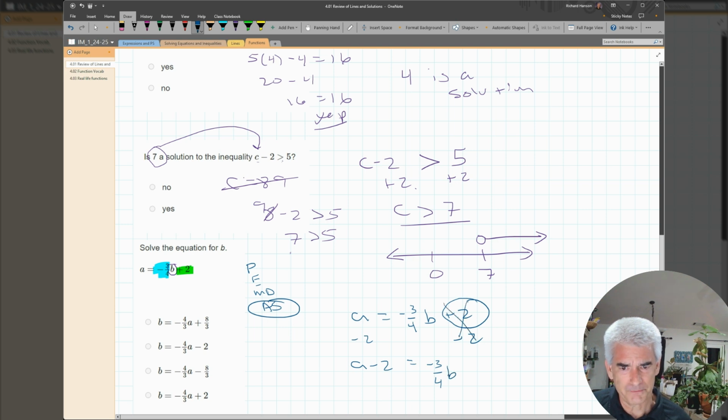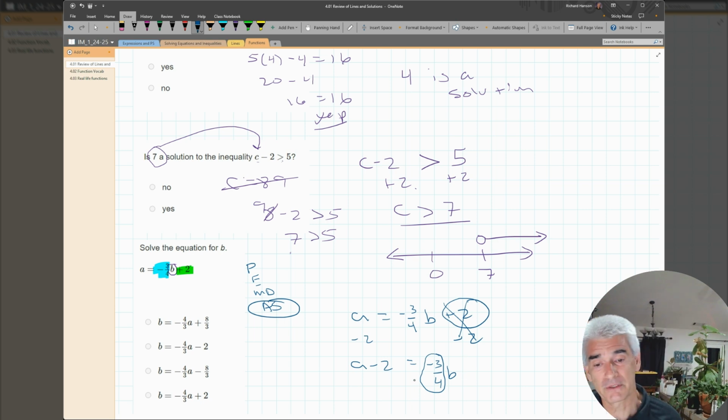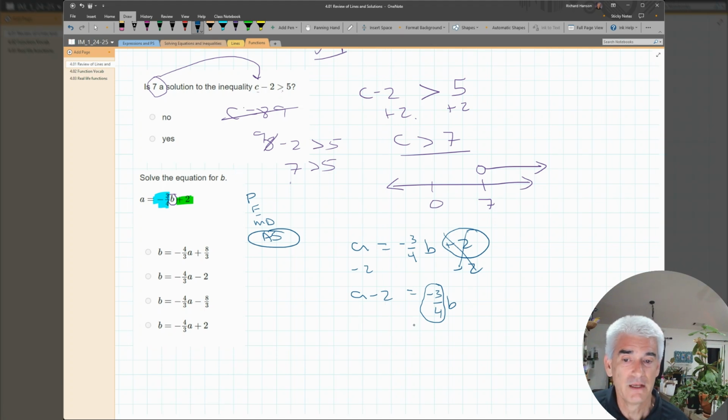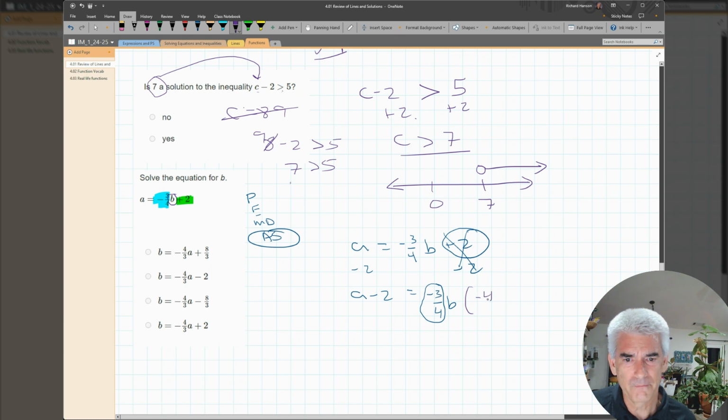These cancel each other out. Now I need to get rid of this negative 3/4. What's the negative 3/4 doing? It's multiplying. How do I undo that? Divide. So I'm going to divide both sides by negative 3/4. That's a little tricky since I'm dividing by a fraction. Another way to think of it, the same process, would be to multiply both sides by the reciprocal. Dividing by any number gives the same result as multiplying by the reciprocal. So I'm going to multiply both sides by negative 4/3.